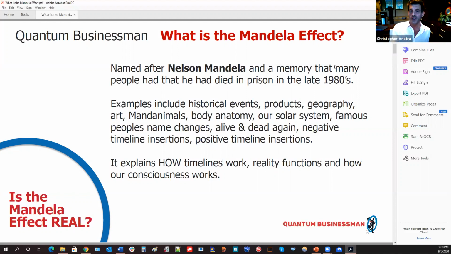Famous art has changed, such as the Mona Lisa now smiles. In my past timeline, it was always like, how come she's not really that happy? Something called mandanimals. These are new animals, sometimes even extinct animals, that all of a sudden have made a resurgence. And a lot of these mandanimals, wow, they're really, really interesting. And they affect all the different types of life on the planet.